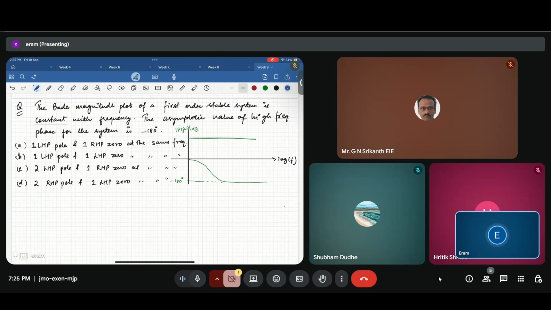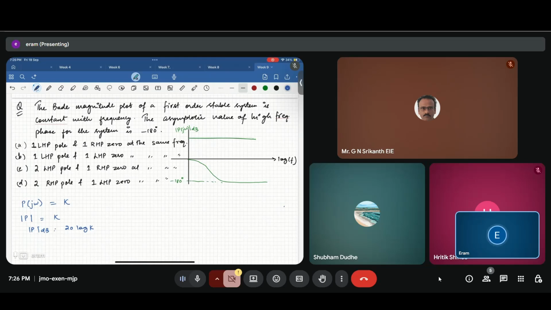The one possibility is that the transfer function itself is constant. So the transfer function itself is constant means what? Means our magnitude will be nothing but equal to k, and the magnitude in dB will also be constant because 20 log k will be some constant number.